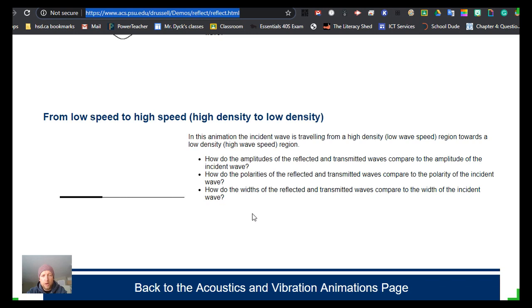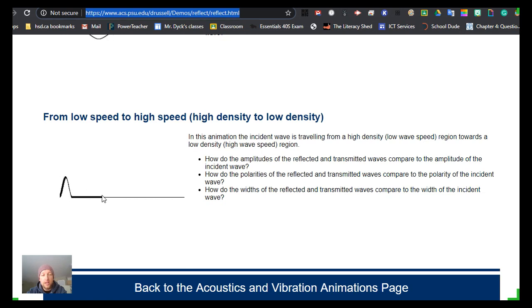Let's start with all the components here. What's going on in a variety of things? First of all, what's happening to the amplitude of the reflected wave and the transmitted wave, I guess both of them, in comparison to the incident wave? What's happening to the polarities as well?